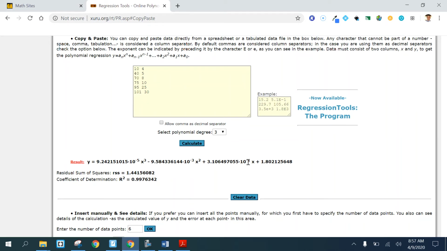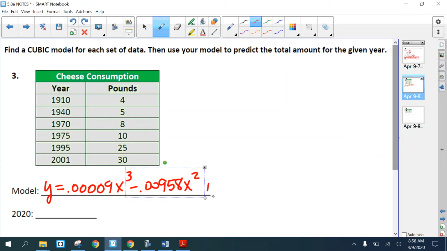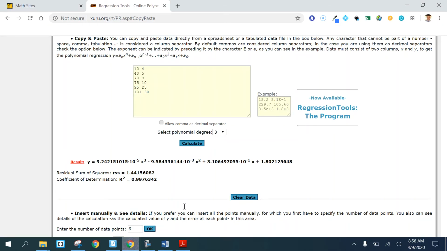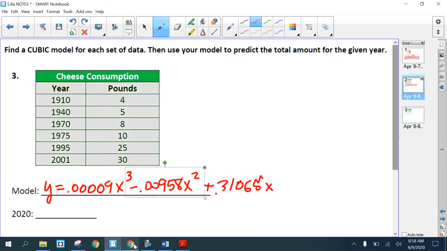And then this one's times 10 to the negative 1st, so move it 1 place, it'll be 0.31065. So plus 0.31065x. And then the last number, no scientific notation, that's good, 1.80213. That looks like a 3. Okay, so that's my model.